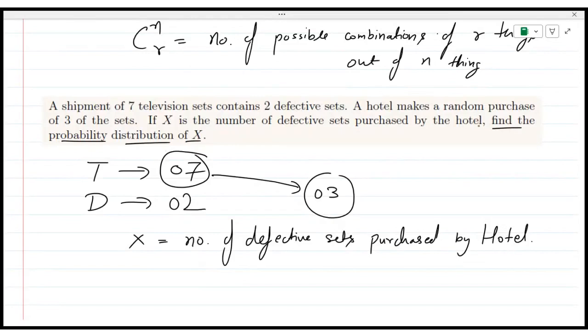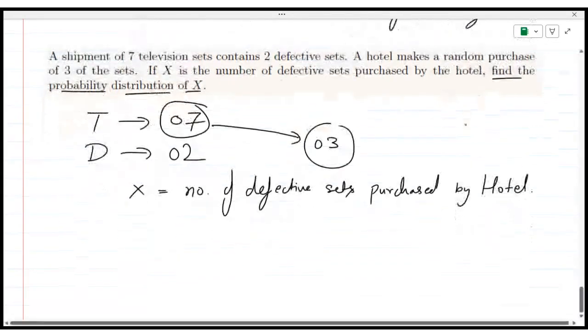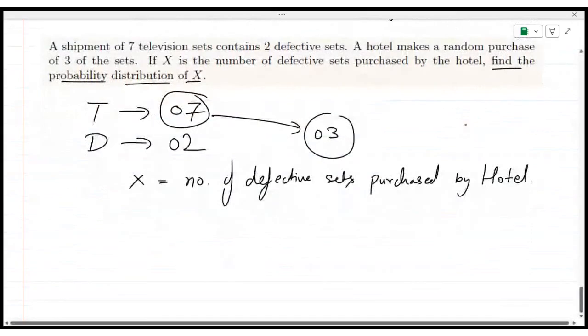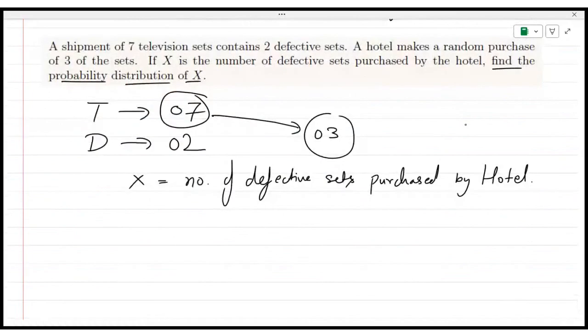So if you remember from my yesterday's lecture, what is the meaning of probability distribution? Because it is a discrete case, a finite number of cases are there. So probability distribution means first of all, we will find probability for different values of X. So what are the possible values of X? X means number of defective sets purchased by the hotel. So what are the possibilities? Now I am saying only one student is answering my questions. I want others to respond.